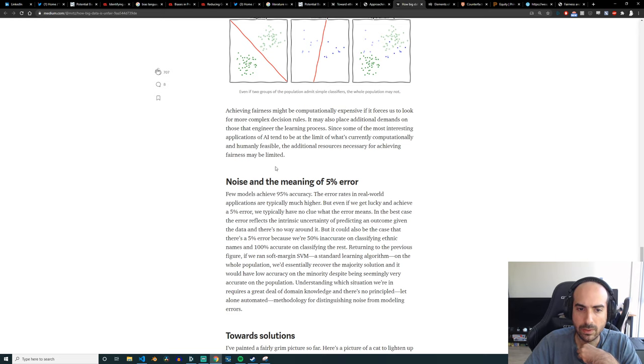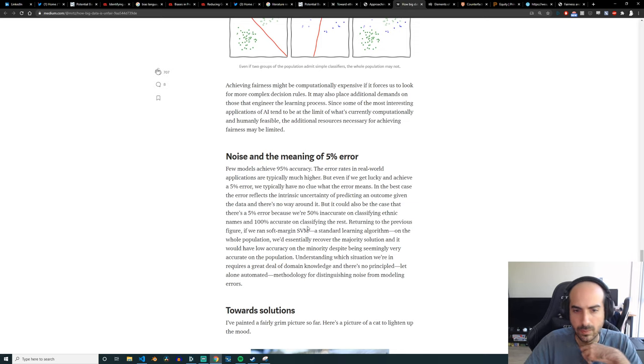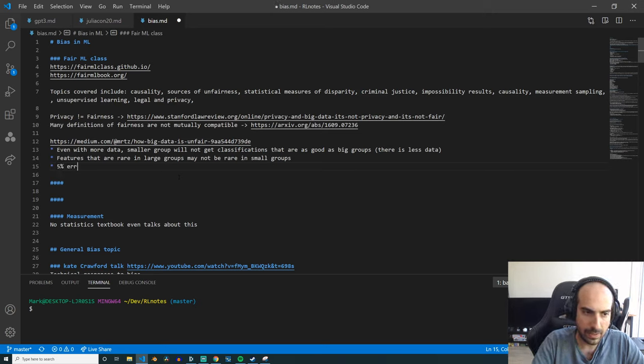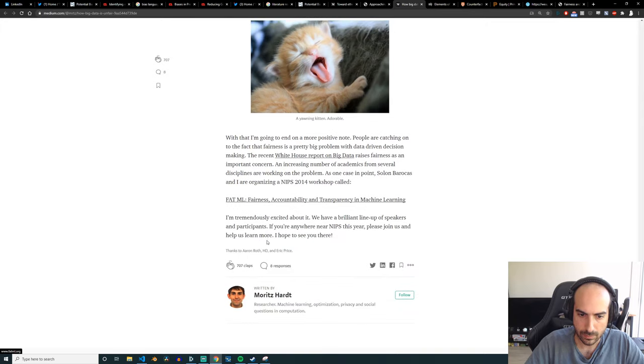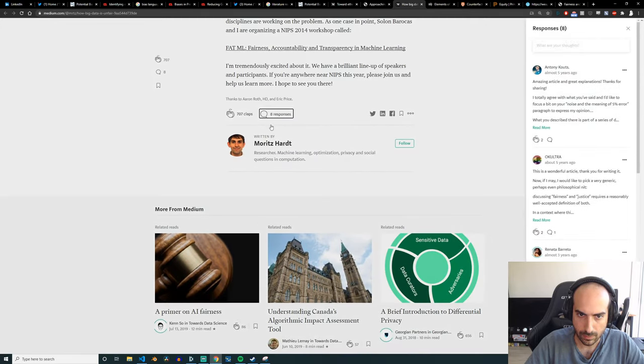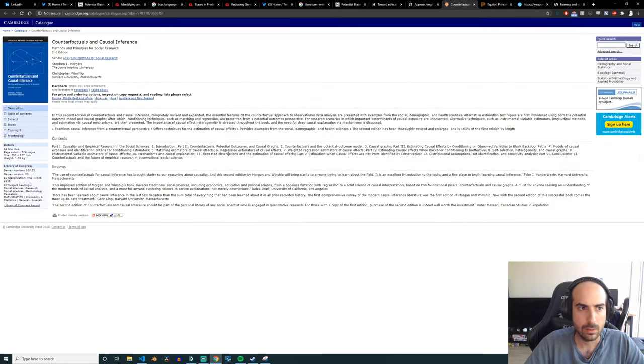The additional resources for achieving fairness, okay. Meaning 5% error. Oh, I see. 5% error on aggregate, maybe 50% error on a small group. Okay.